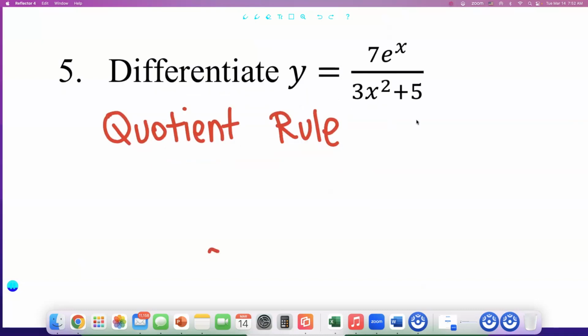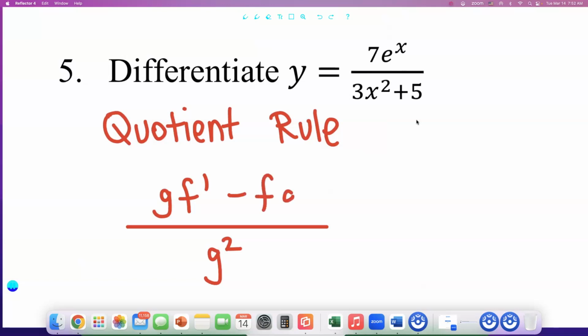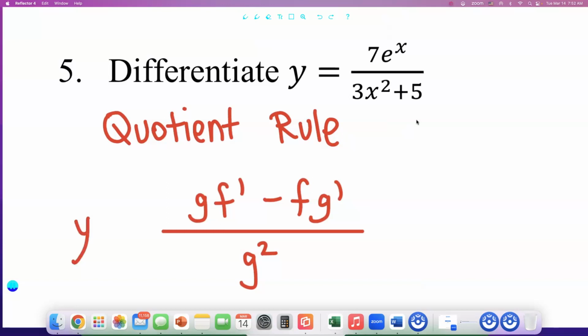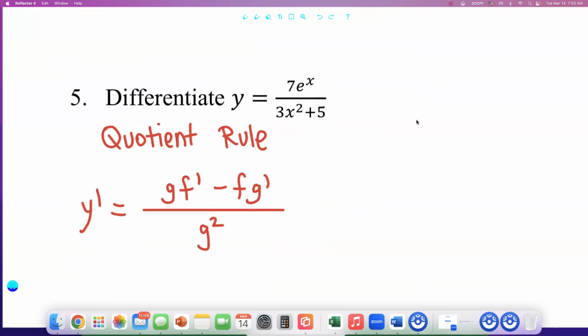We will put the original denominator squared in the denominator, but we will put gf prime minus fg prime on the numerator, okay? So remember, that's the rule. That is how we differentiate a quotient, and that's going to give us y prime. Now, let's write down what f, g, f prime, and g prime are. I'm just going to do that on the side over here.